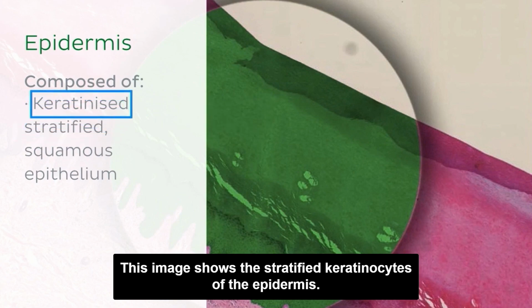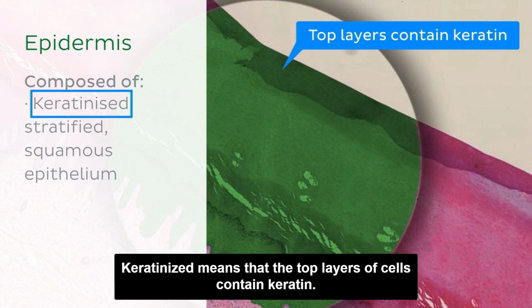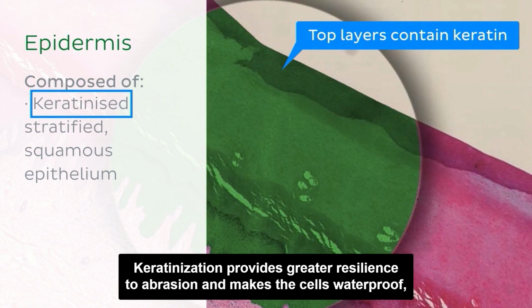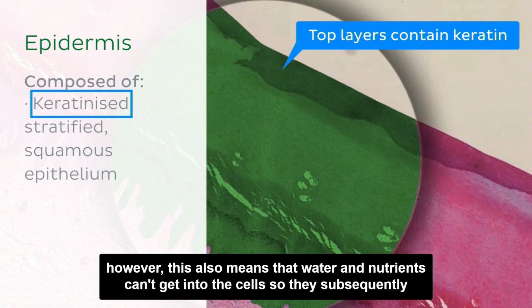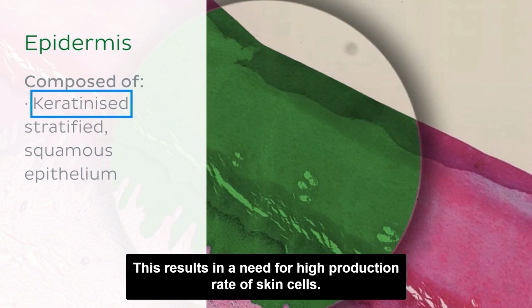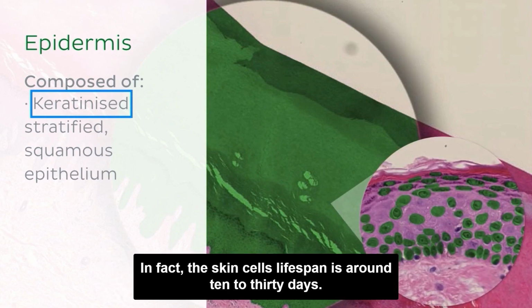This image shows the stratified keratinocytes of the epidermis. Keratinized means that the top layers of cells contain keratin. That's where the name keratinocyte, that we just mentioned, comes from. Keratinization provides greater resilience to abrasion and makes the cells waterproof. However, this also means that water and nutrients can't get into the cells, so they subsequently die. This results in the need for a high production rate of skin cells. In fact, a skin cell's lifespan is around 10 to 30 days.